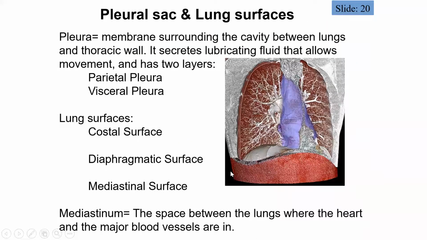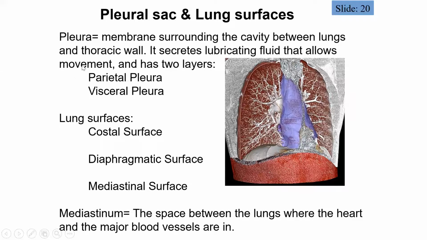And then the final set of structures having to do with the lungs. The surfaces of the lung: the costal surface coming in contact with the ribs, the diaphragmatic surface coming in contact with the diaphragm, and then the mediastinal or medial or hilar surface coming in contact with the hilum of the lung, the central portion where those vessels and bronchial structures are entering, okay?